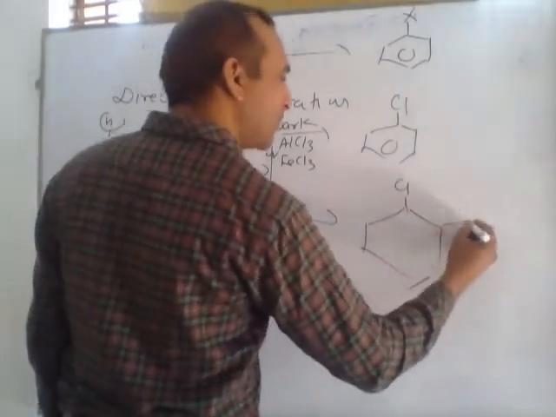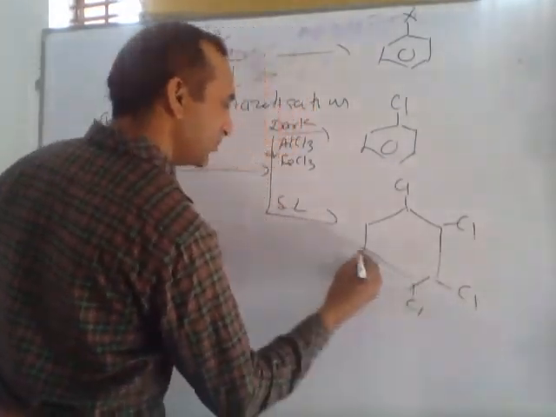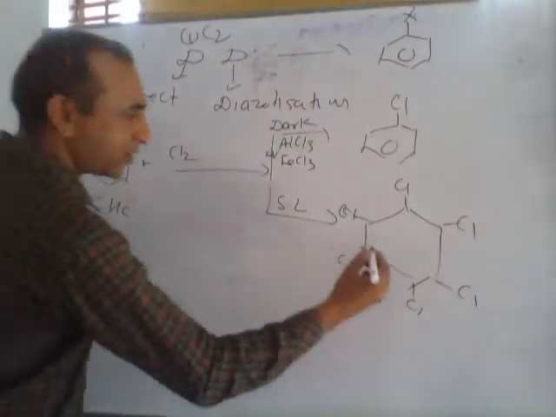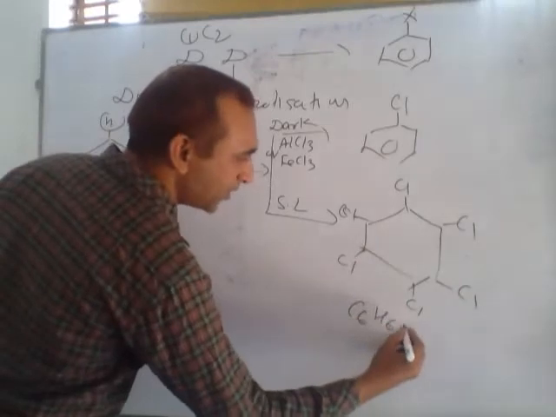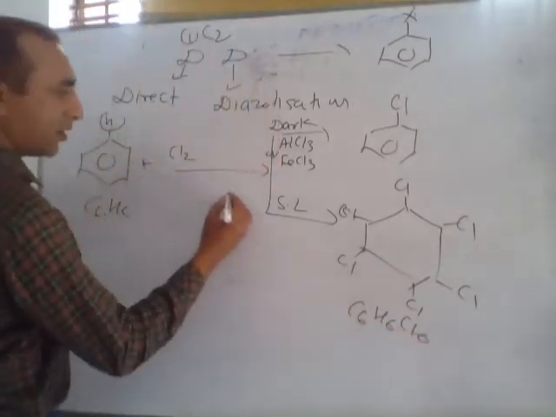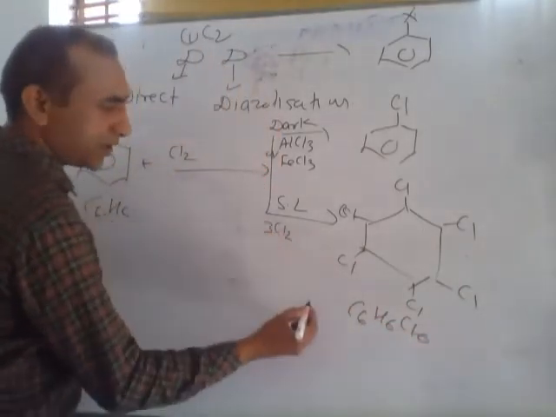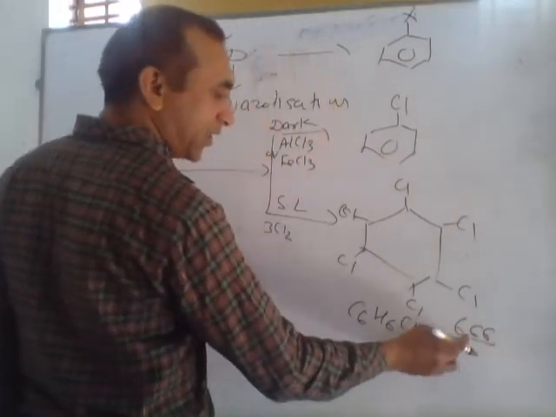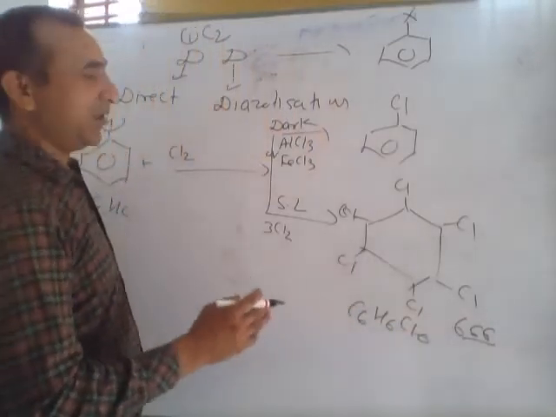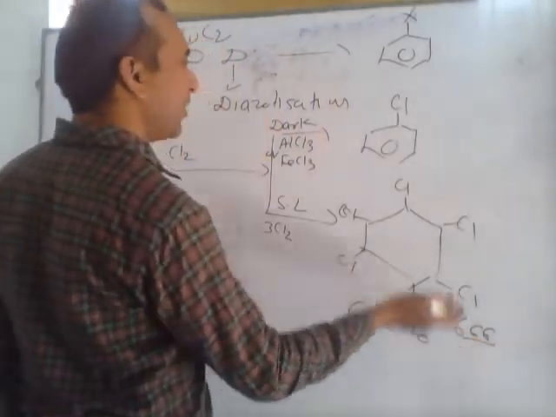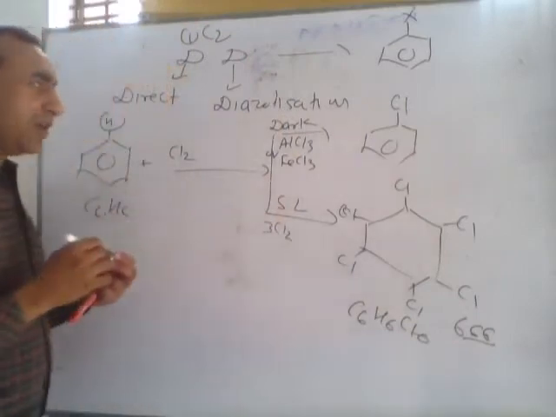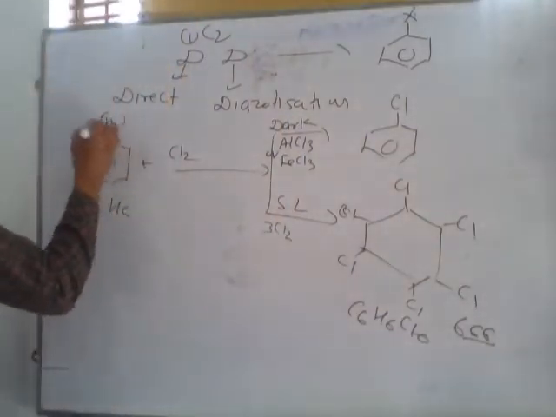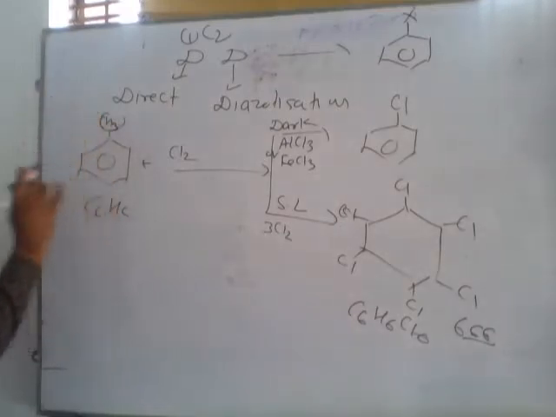Can you guess the name of this compound? Benzene is C6H6, but this compound is C6H6Cl6. Here the reaction is with Cl2. This is called 666. In class 11 we studied that 666 is called gammexane, otherwise lindane. This is an insecticide, but this is called chlorobenzene. If instead of H you are using CH3, this is called toluene.